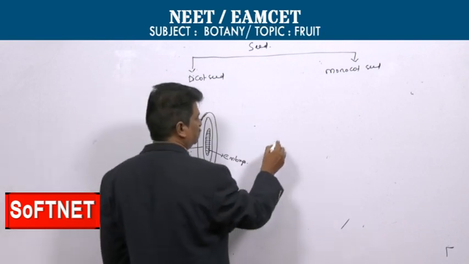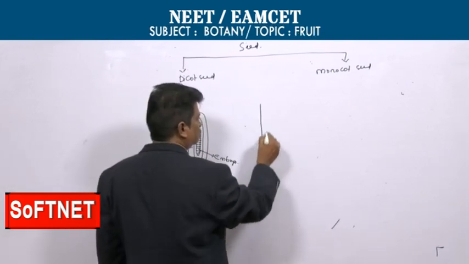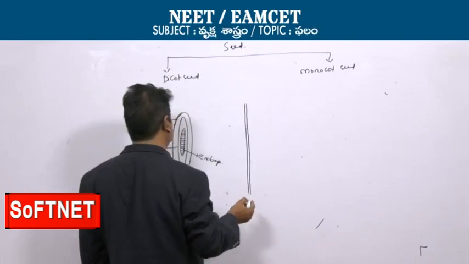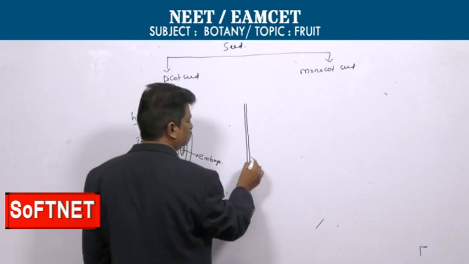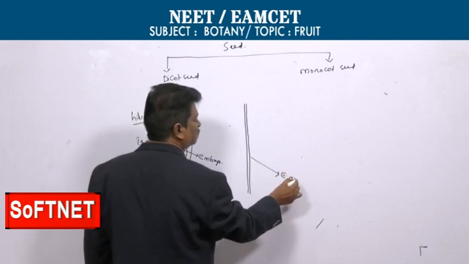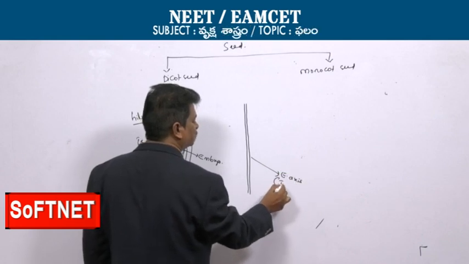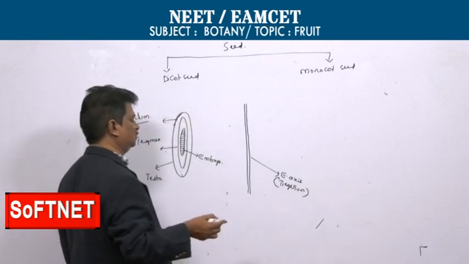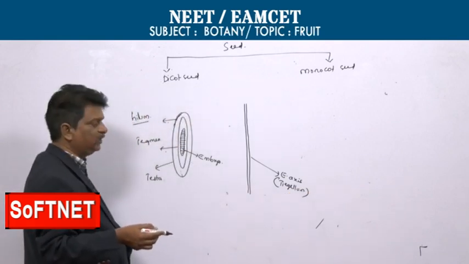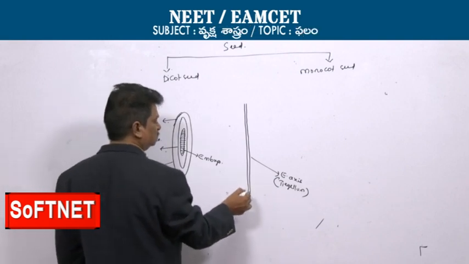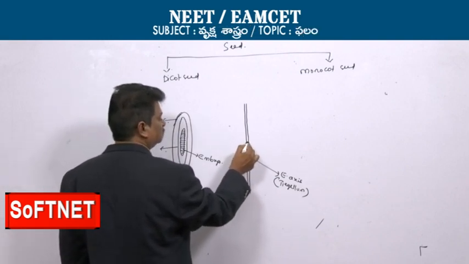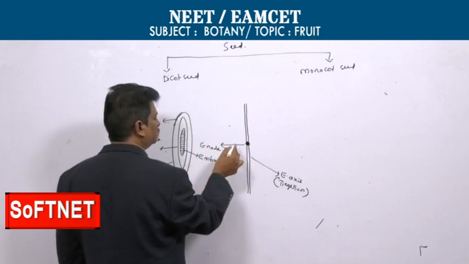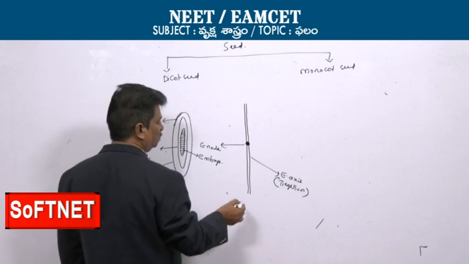Then, at the time of germination, that embryo comes out from the seed, it develops into an axis called the embryonic axis or tigellum. Then this tigellum contains a node called the embryonic node.